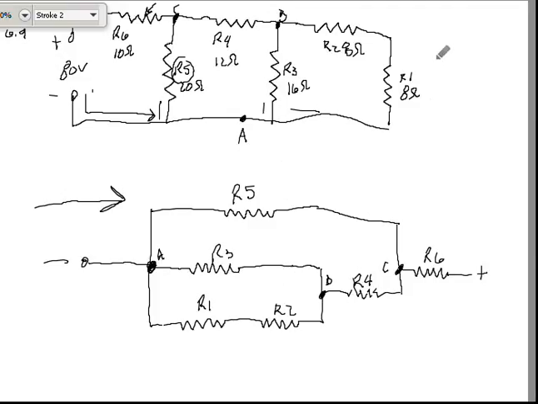All right, so R1, R2, both those are 8 ohms. R3 is 16 ohms. R4 is 12 ohms. R5 is 20 ohms. And R6 is 10 ohms. There we go. And coming in here, I've got 80 volts.